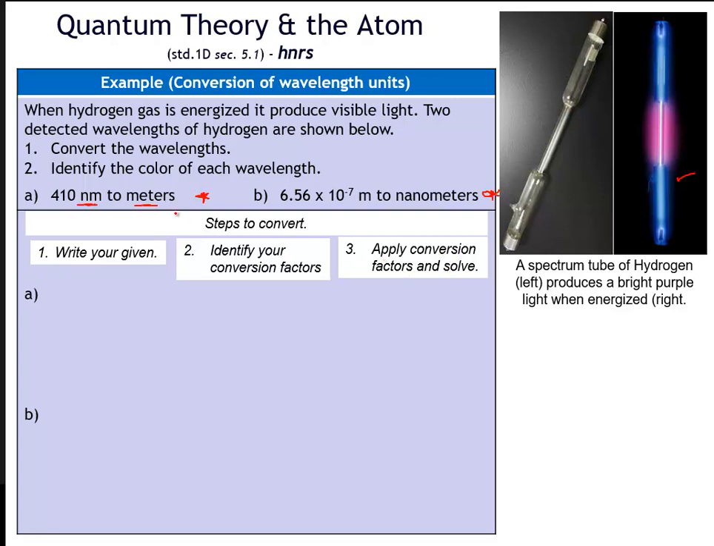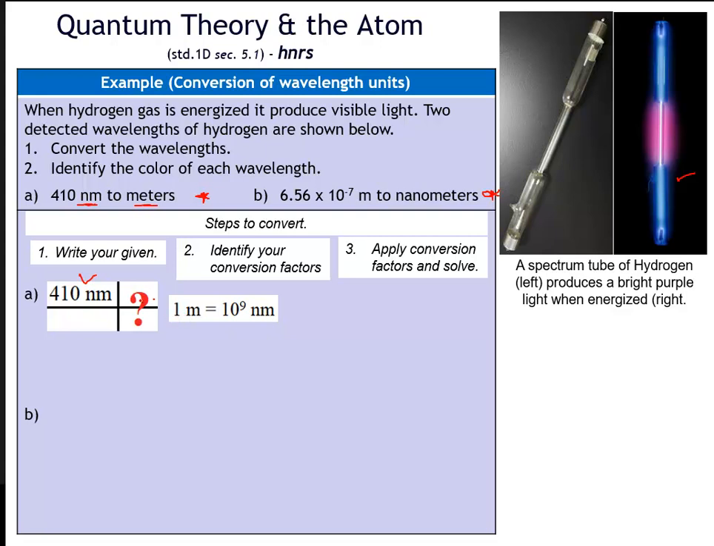So again, these are real examples from what you saw in class. We're just going to focus on these two waves that hydrogen produces. So in the first one, you want us to write the given down. So we got the given down, but then you need to identify your conversion factor. So the conversion factor here is going to be 1 meter is equal to 10 to the 9 nanometers, right? 1 billion nanometers.